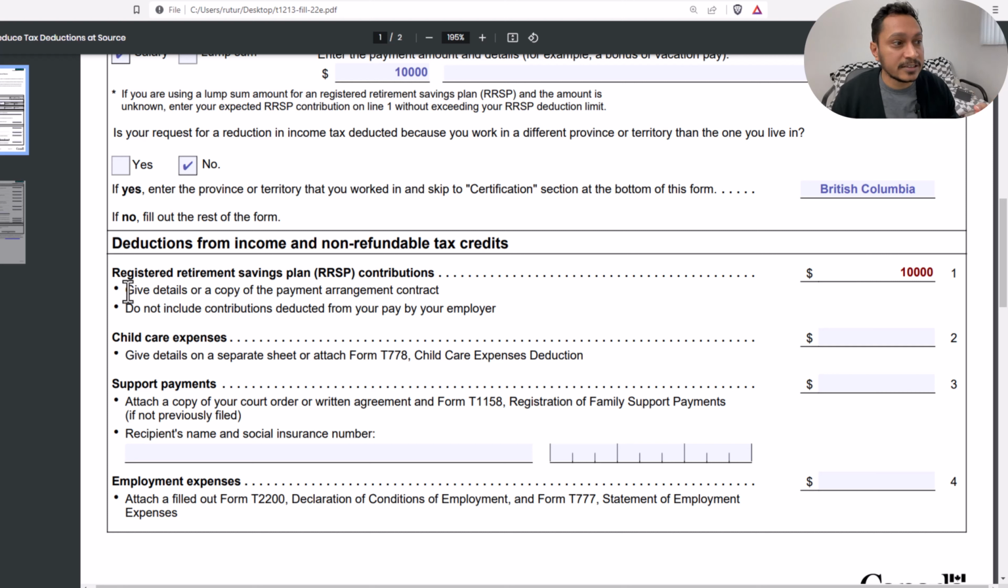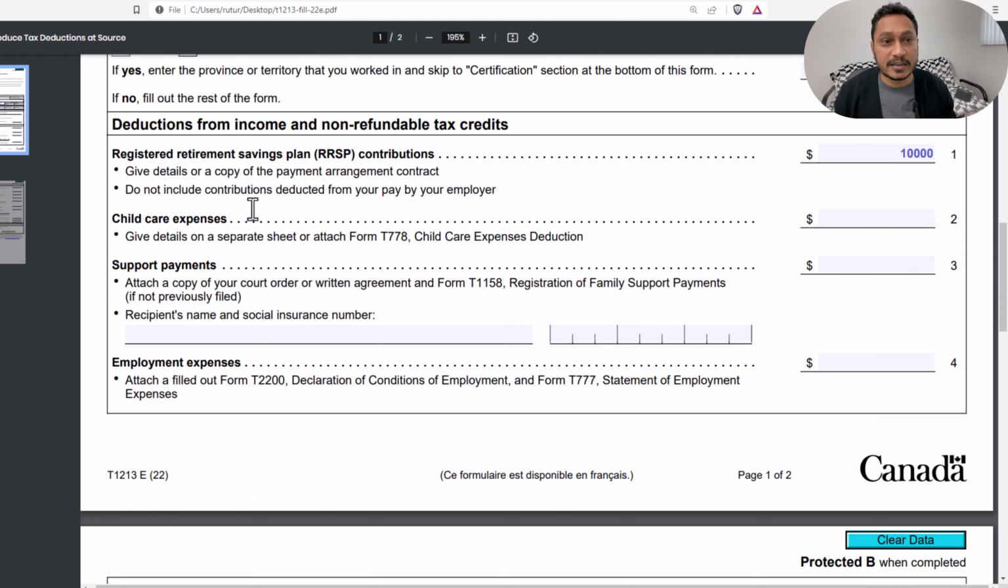Let's say in this case, you'll have to provide the details of your payment arrangement. For example, if you have a monthly bill deduction which goes from your account to your RRSPs, then just provide the information about that. Do not include the contributions paid by your employer. As I said earlier, that reduces your yearly tax by $10,000 already. Look at that. Childcare expenses.